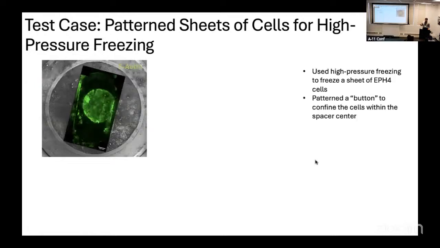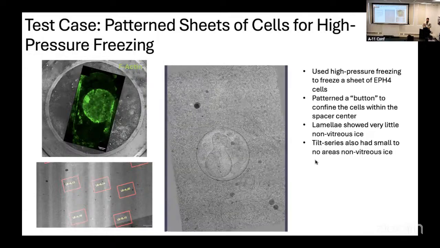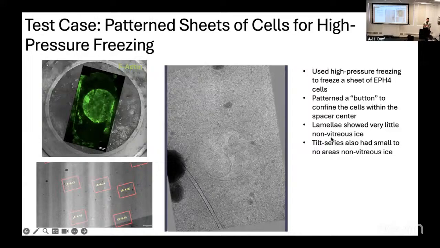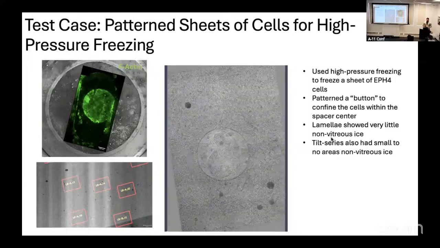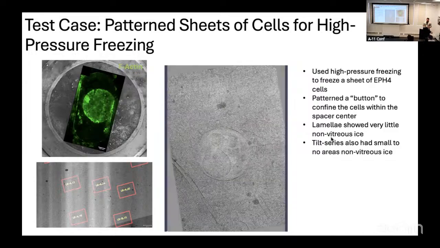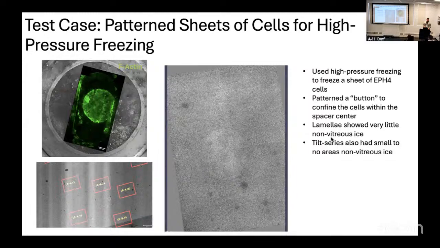And this is just what I did, with the same type of cells. I used high pressure freezing, and patterned a button to keep the cells in the middle, away from the spacer, so they didn't get squished. The lamella showed very little non-vitreous ice, and the tilt series had only very small areas of non-vitrification, but it was much better with the same samples than before with plunge freezing.